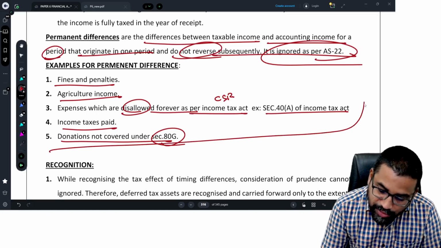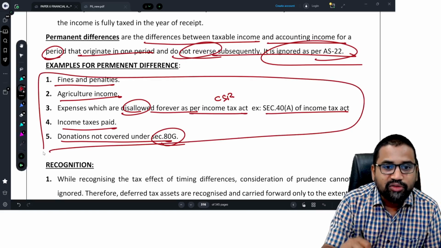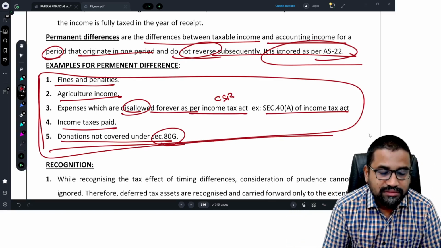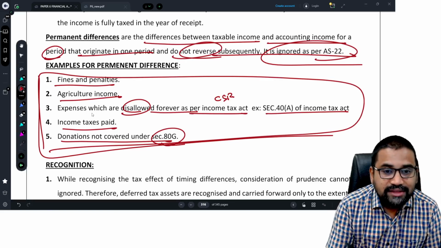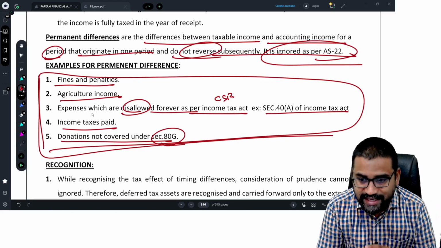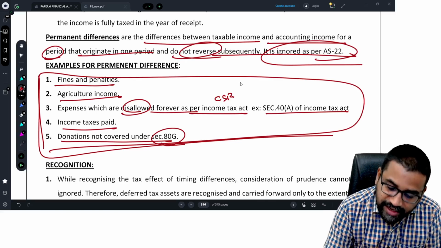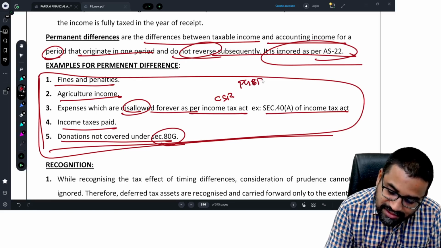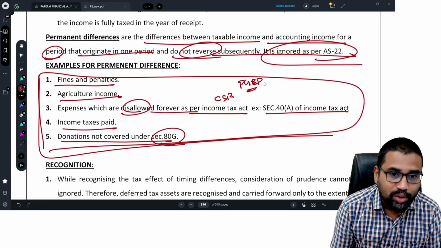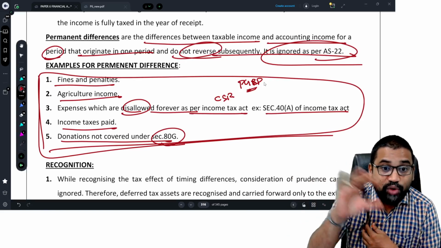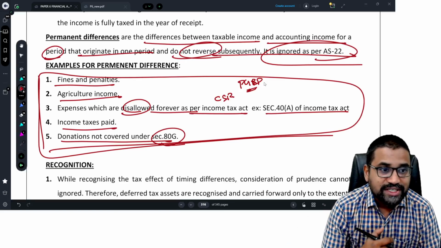So these are some of the differences between accounting income and taxable income which, as per the Income Tax Act, are not allowed. These are called permanent differences. This is only a sample list. That's why I said, when you want to learn Accounting Standard 22, please read the PCBP chapter at least. Because you will understand what I am talking about, what the content is all about. You can relate what the difference is. Otherwise, it will be very difficult.